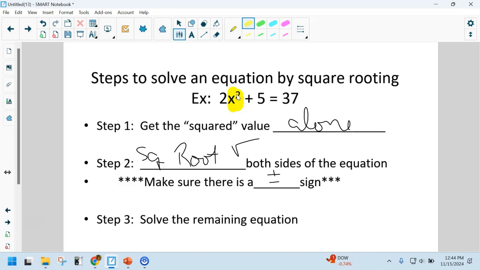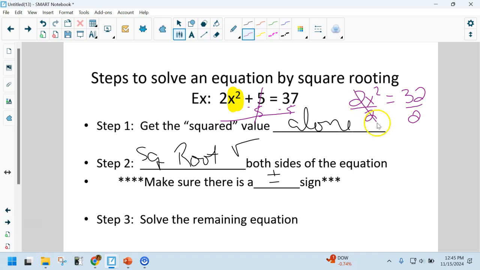So in the example we have right here, if I were going to try to get that x squared by itself, the first thing I would need to do is take away 5 from both sides. That would leave me 2x squared equals 32. And then I could divide both sides by 2, because I'm still trying to get that squared value alone. Once the squared value is by itself, now I can square root both sides.